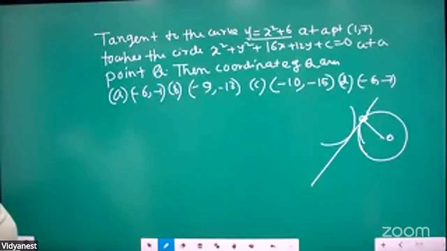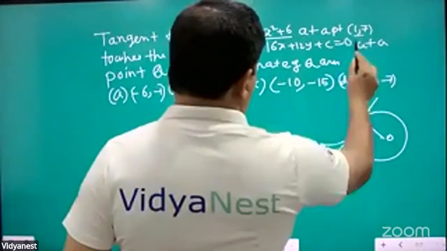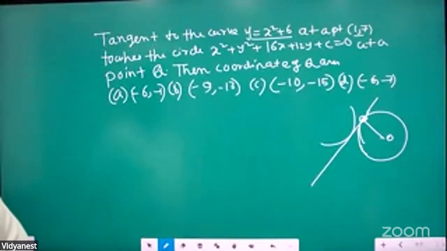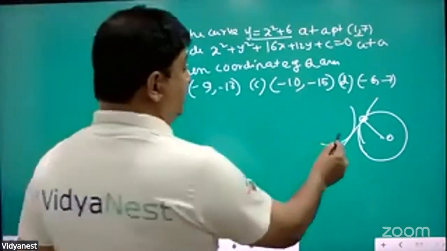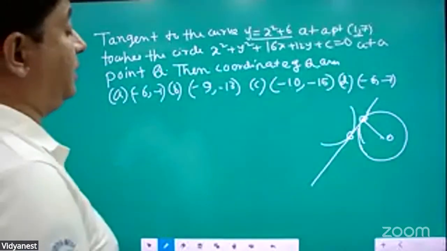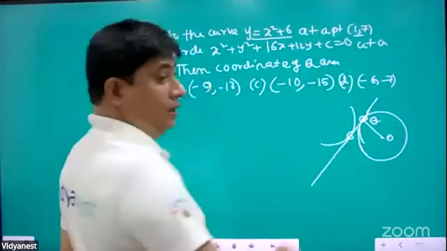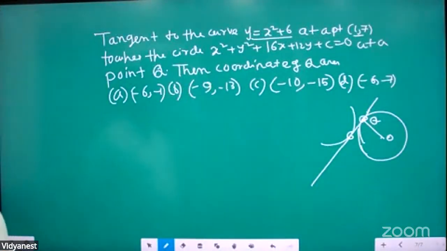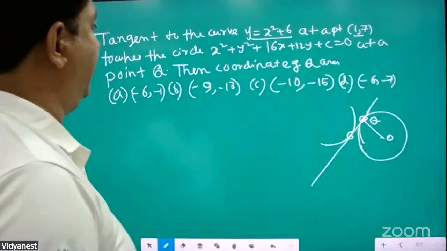Okay, we know this point. 1,7 is given. The tangent, sorry, 1,7 is this point, not given. 1,7 lies on the parabola, but this point is Q. Q we are told to find. Okay, the center you can find, Q we are told to find. How to find Q? Let us go through it first.